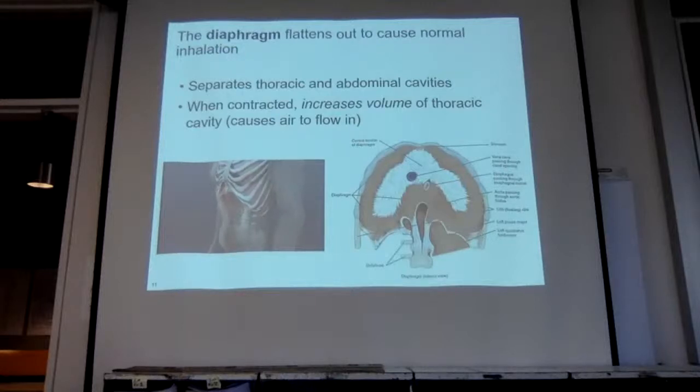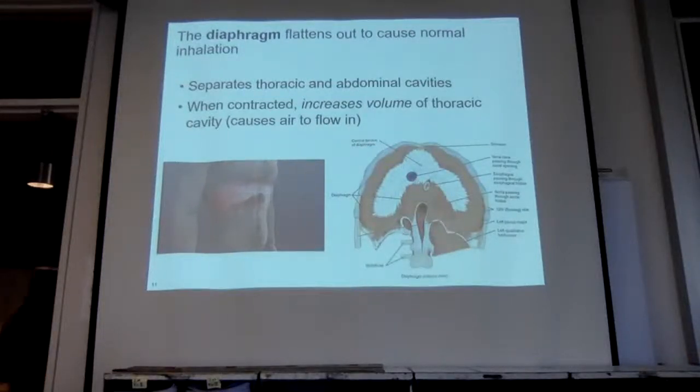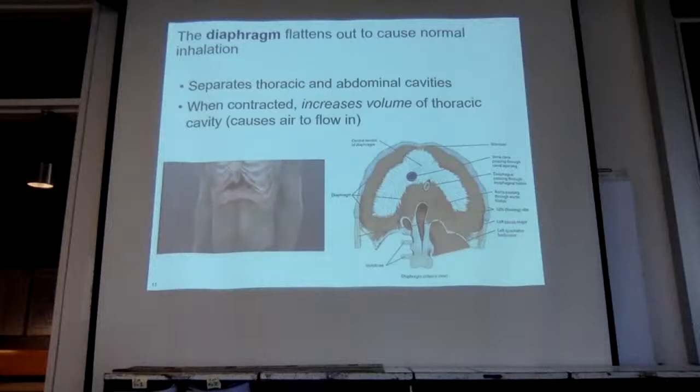And when it flattens out, what happens to the volume of the thoracic cavity? Bigger. It gets bigger. When you make a volume bigger, that decreases pressure. There's lower pressure in your thoracic cavity, and relatively higher pressure in the atmosphere. Air wants to flow from high to low pressure, so air will flow in. When you contract your diaphragm, air flows in. You're inhaling. When you relax your diaphragm, air pushes out. Breathing in, breathing out.